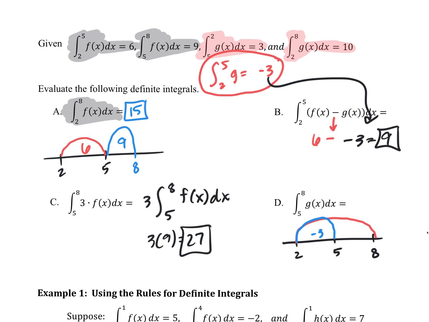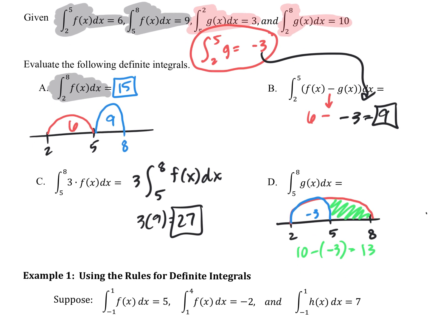So how would I figure out what's left? 10 minus negative 3. Very good. 10 minus the negative 3 is going to get me 13. Great. I am a visual person. I do like drawing it that way because I think it helps see. I'm going to show you another way too.